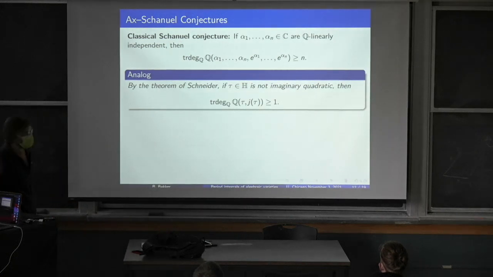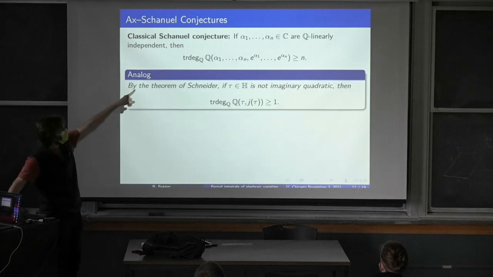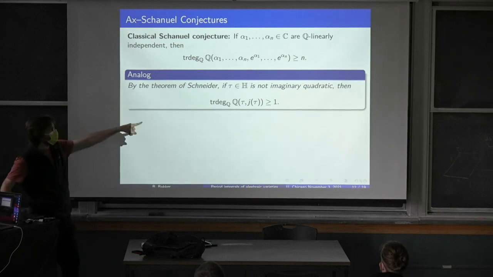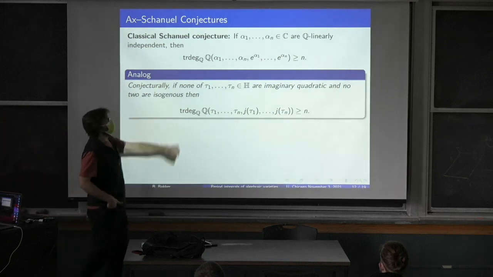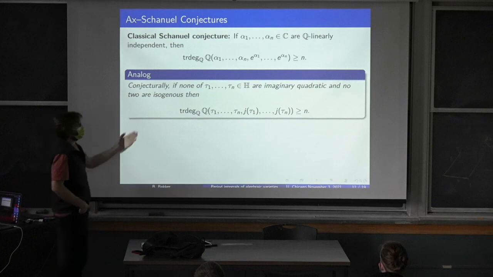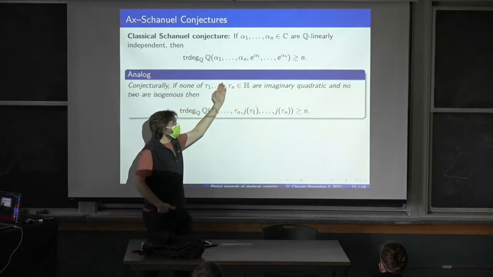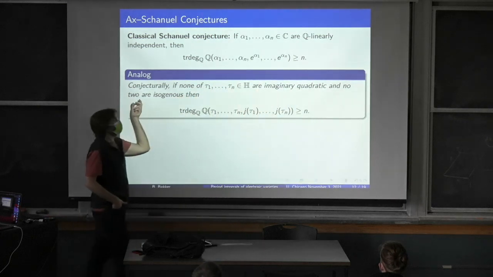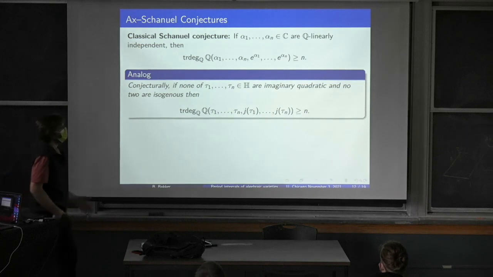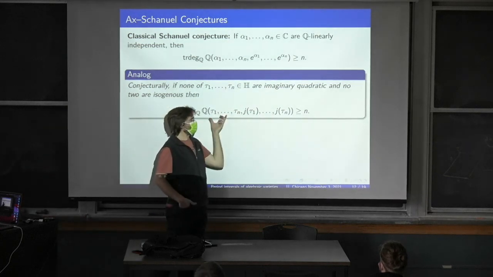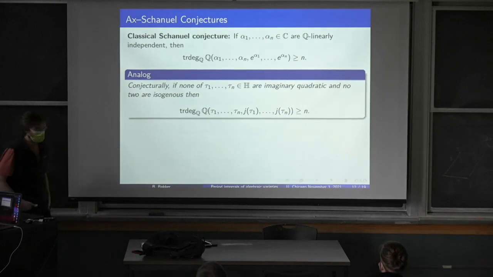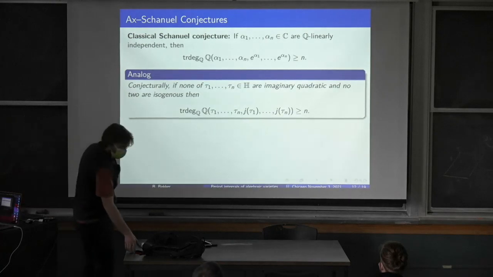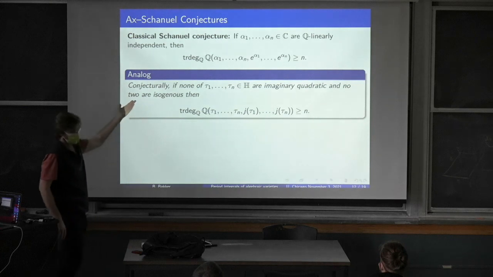Okay, and indeed, conjecturally, you would expect this Schanuel conjecture to still hold if I were just to replace the exponential function with the j function. So this is now not known, to the same extent that the Schanuel conjecture is not known. If you take a bunch of numbers in the upper half plane, none of which are imaginary quadratic, and no two of which are isogenous, then you expect that the transcendence degree of the tau i's together with the images of the j function is at least n. Okay, so this is a statement about transcendence of numbers.